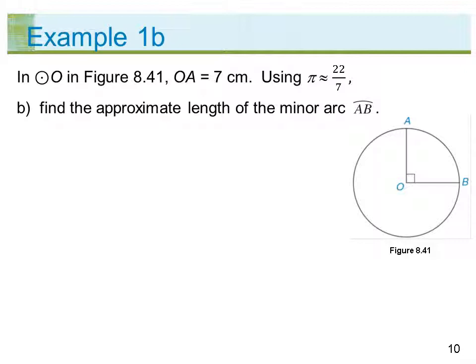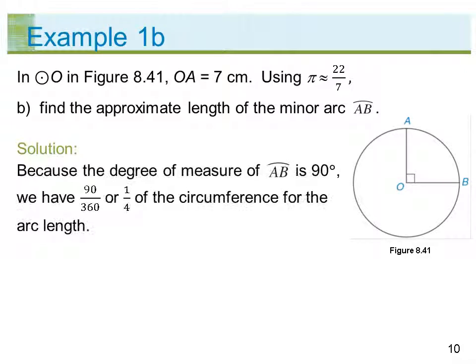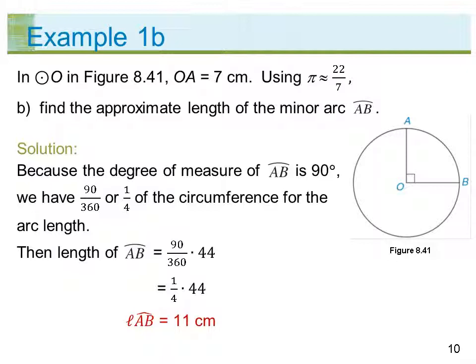In circle O in figure 8.41, length OA equals 7 centimeters. Using pi approximately equal to 22 divided by 7, B. Find the approximate length of the minor arc, arc AB. Solution. Because the degree measure of arc AB is 90 degrees, we have 90 divided by 360, or 1 over 4 of the circumference for the arc length. Then, length of arc AB equals 90 divided by 360 times 44 equals 1/4 times 44. Length of arc AB equals 11 centimeters.